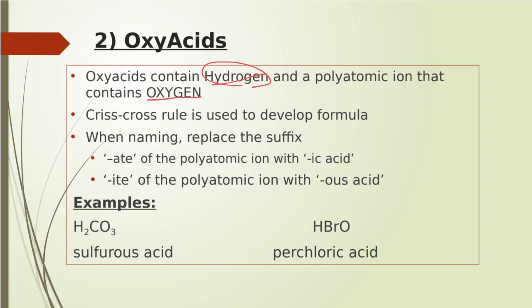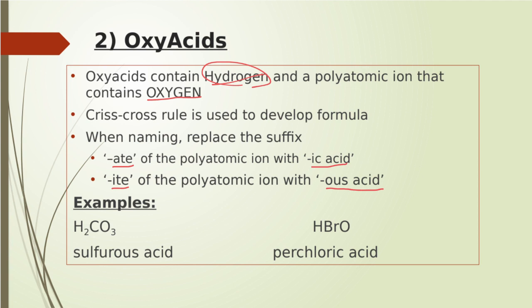We're going to continue to use the crisscross rule, but now the naming for it is slightly different. We do not use the term hydro. Hydro is meant for binaries. Here, all we do is whatever polyatomic ion we are going to use, we state the name of it, and we know that those polyatomics either have suffixes of ate or ite. So we replace those suffixes with either ic acid or us acid.